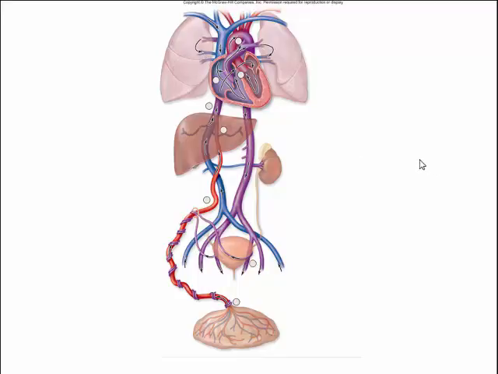So again, the fetal specific structures: umbilical arteries, umbilical vein, ductus venosus, a bypass through the liver, foramen ovale, an opening between the right and left atria, and ductus arteriosus, a bypass between the pulmonary trunk and the descending aorta.